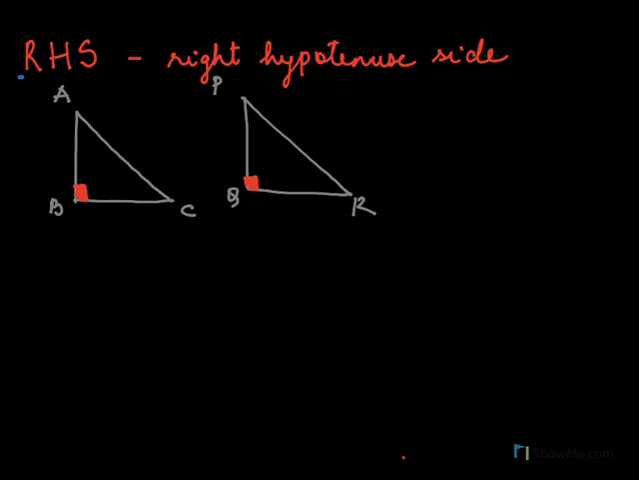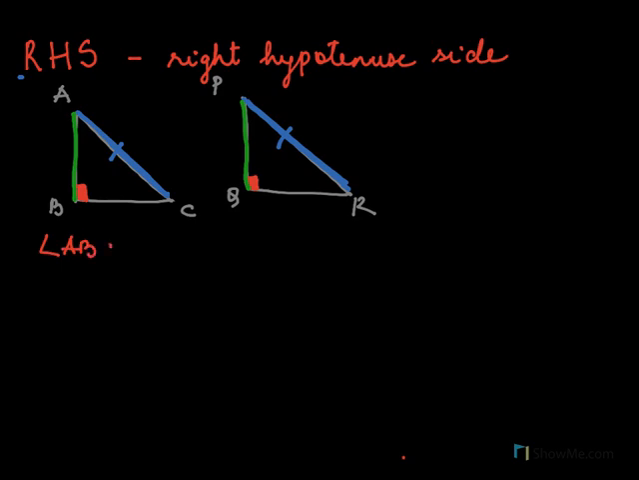So you know who is the hypotenuse? The side opposite the 90. So B is 90, so AC is the hypotenuse. In PQR, PR is the hypotenuse. So we have hypotenuse equal to hypotenuse, we have a right angle, and any one side should be equal. Now in this case I will write AB equal to PQ. If this is the case, then we can say the triangles are congruent.